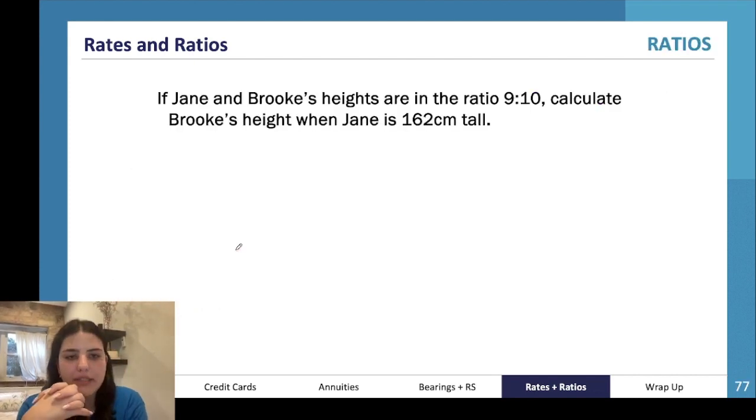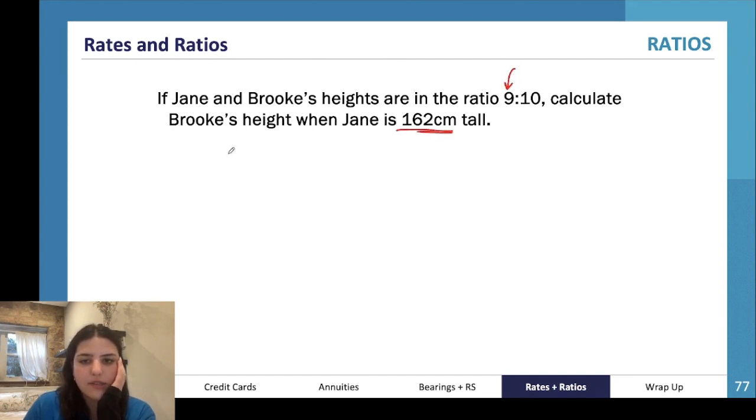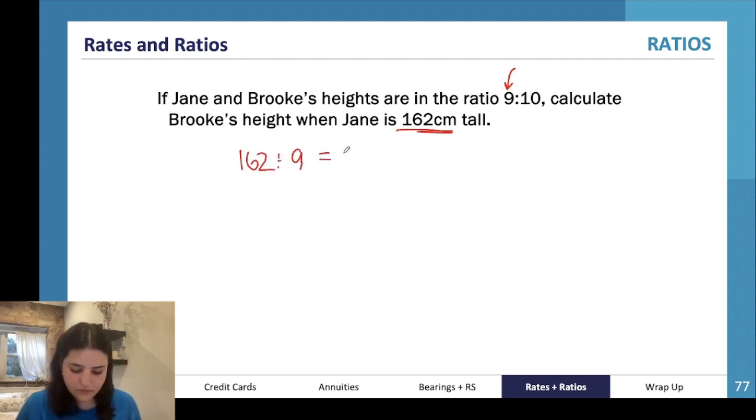Okay, here's another practice question. If Jane and Brooke's heights are in the ratio 9 to 10, calculate Brooke's height when Jane is 162 centimeters tall. So this is where I want to introduce you guys to the idea of parts in a ratio. Jane is represented by the number 9, and she is 162 centimeters tall. So 162 divided by 9 means that one part of the ratio is 18 centimeters.